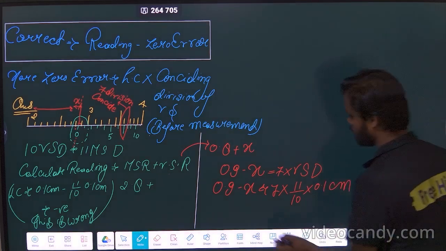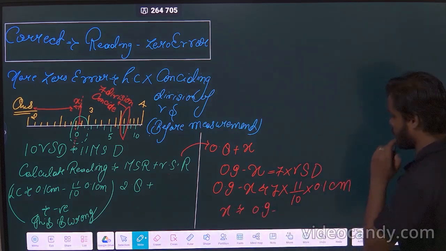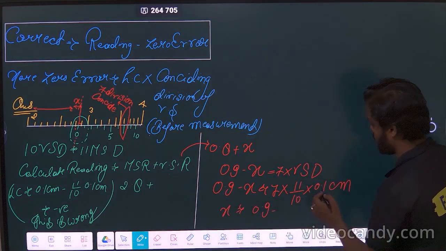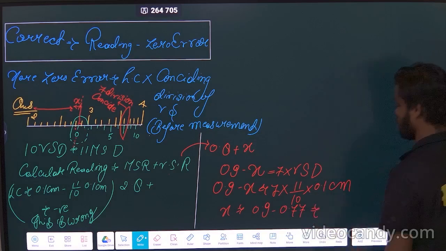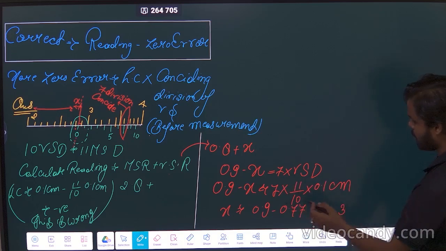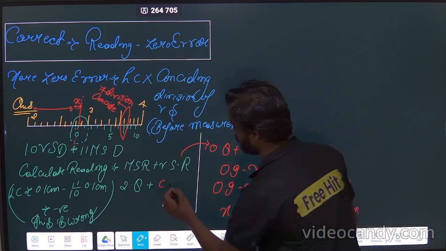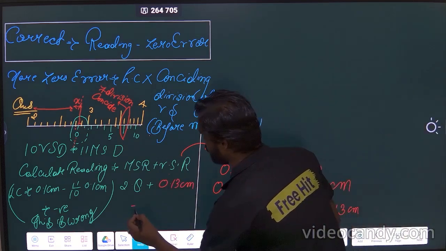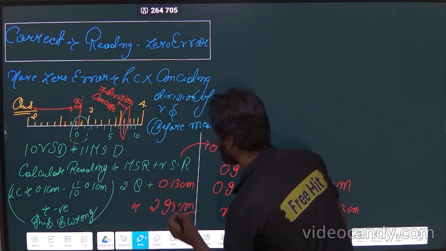Correct? From here, 1 minus, what is this? This value will become 77 over 100, so this will be 0.77. Correct? If I am not wrong, this will be 0.77. You subtract this, how much will you get? You will get 0.13 centimeter. So the final length will be 2.93 centimeter. This is the answer.